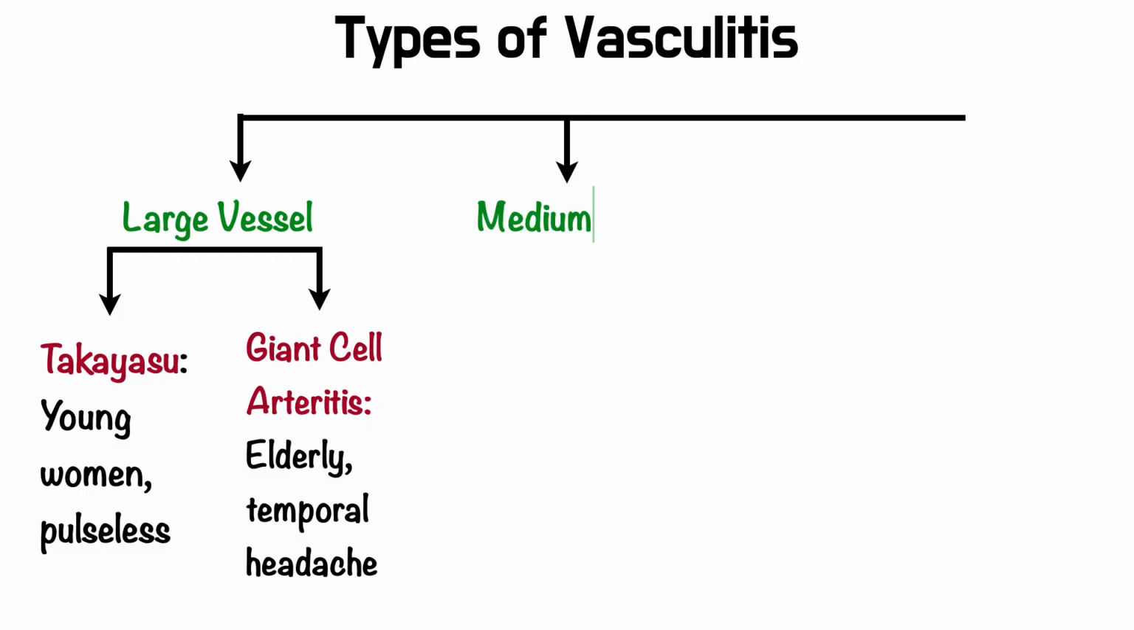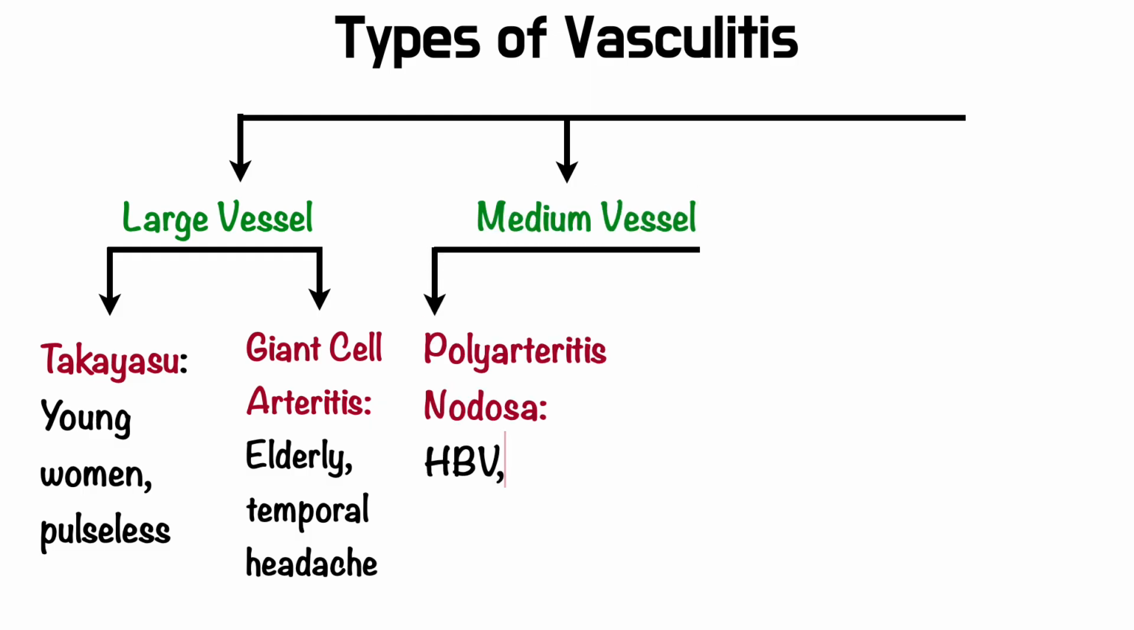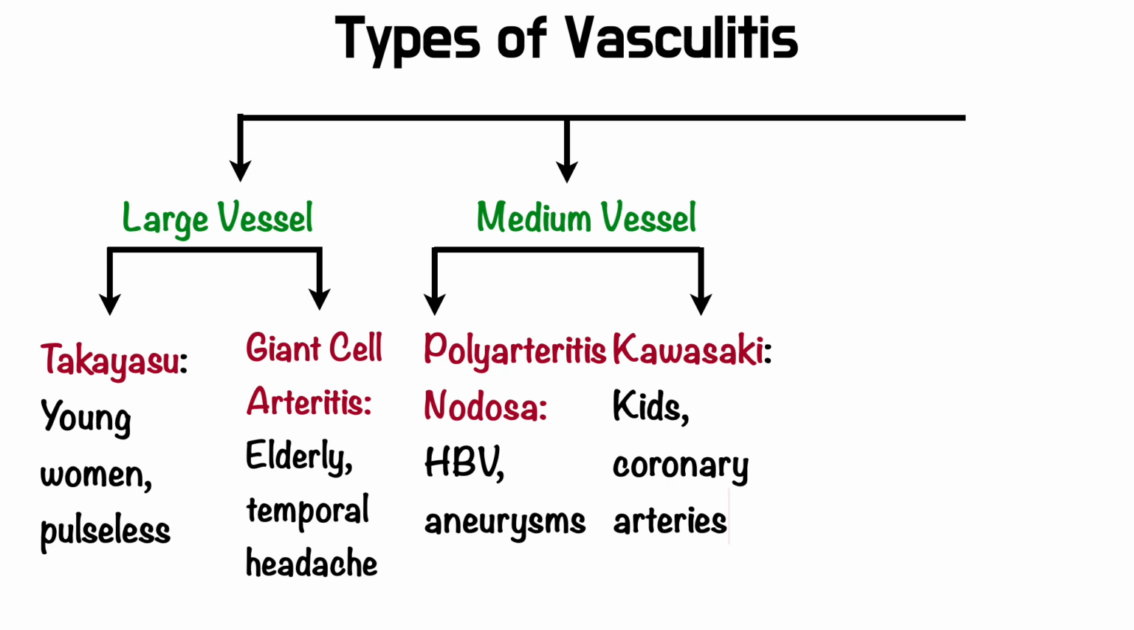The other one is medium vessel vasculitis, right? And out of them, the first one is polyarteritis nodosa. People with hepatitis B virus infection are vulnerable to polyarteritis nodosa, and aneurysms are also typical features of polyarteritis nodosa. And Kawasaki, K for Kawasaki, K for kids, it is seen in kids and affects the coronary arteries.